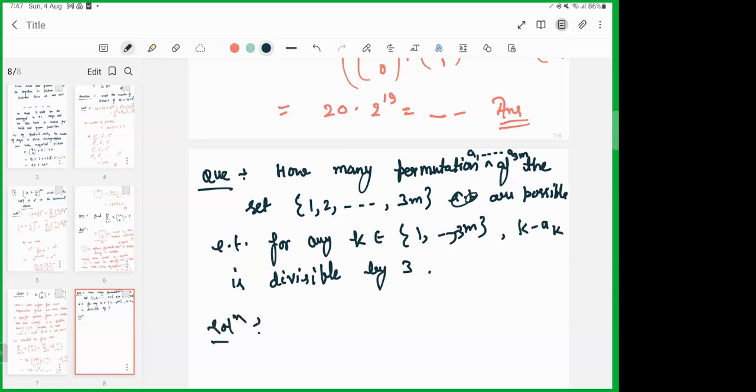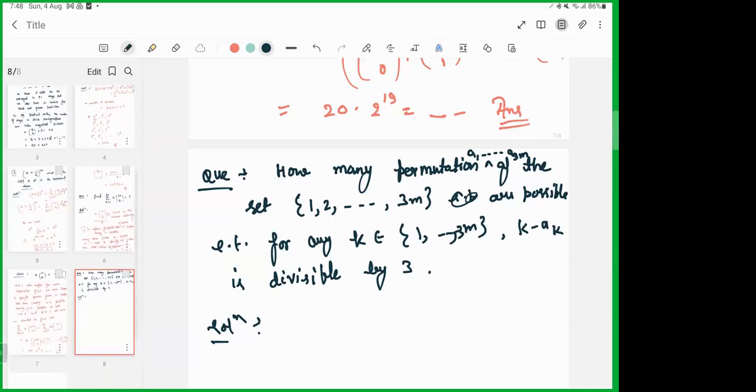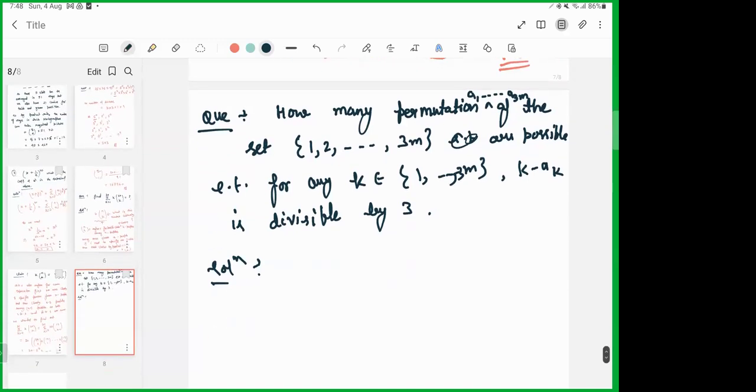So the question is asking how many permutations of these numbers are possible such that, suppose in the first slot you choose any number, in the second slot you choose another, then k minus ak. If on the kth slot your number is ak, then k minus ak should be divisible by 3, and this ak should be chosen from the set 1, 2 up to 3m. So how many such possible permutations do we have? This is the question. Have you understood the question?